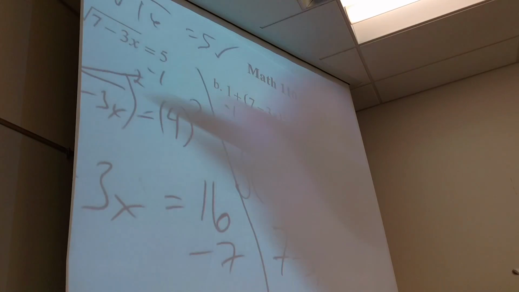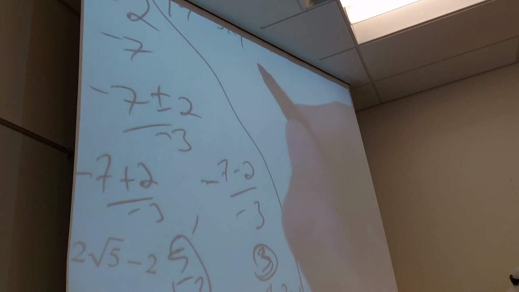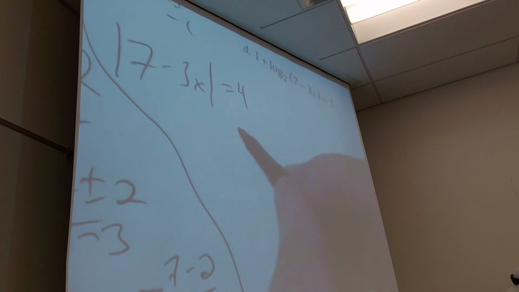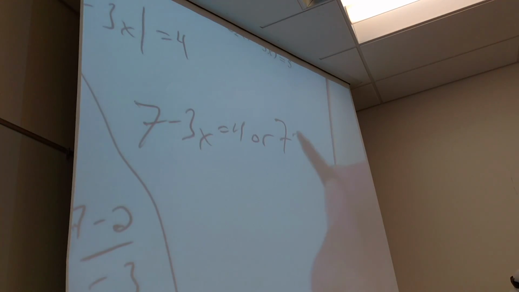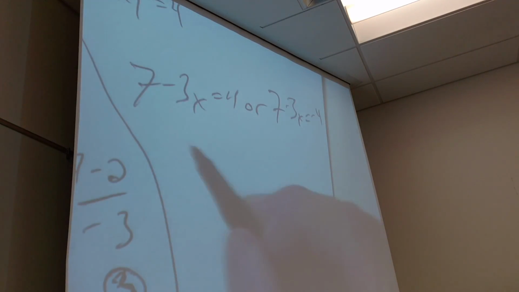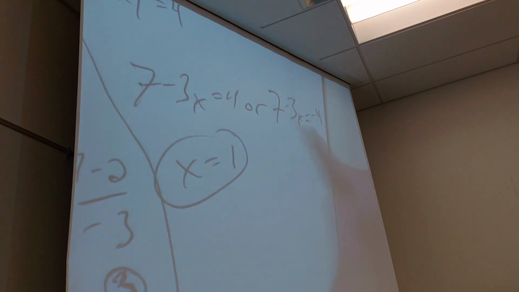And now instead of doing something to both sides, what do I use? What do I do now? 7 minus 3x equals 4. Yeah. 3x equals negative 4. So then you subtract 7, divide, you get x equals 11 over 3. Cool.